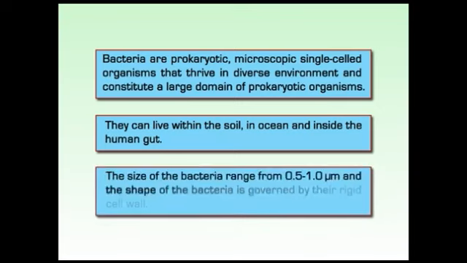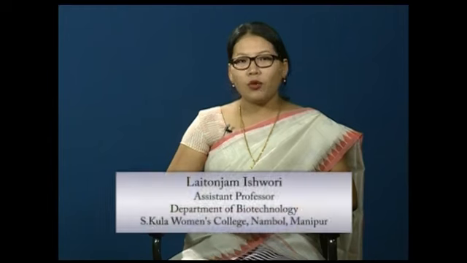The size of the bacteria ranges from 0.5 to 1 micrometer, and the shape of the bacteria is governed by their rigid cell wall. So this bacteria possess a cell wall that is outer to the cytoplasmic membrane. The cell wall is a very rigid structure that gives shape to the cell, and its function is to prevent the cell from expanding and bursting because of the uptake of water. As most bacteria thrive in the hypotonic environment.